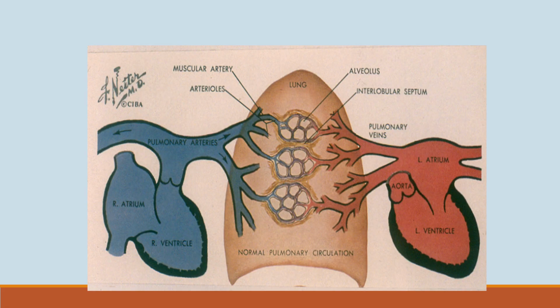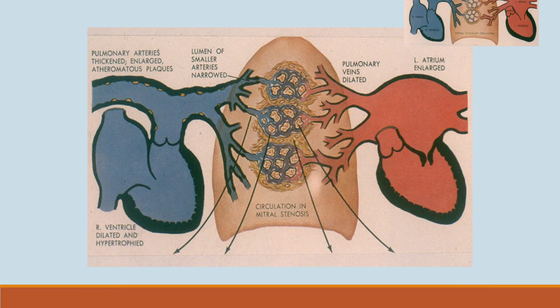Now, coming to further pathophysiology, this is a very nice diagram, at least I think so, which shows us the left ventricle, the left atrium, pulmonary veins, the lungs, pulmonary capillaries, the alveoli. So blood goes from the right atrium to the right ventricle, pulmonary arteries, and of course, where it gets oxygenated, and then moves to the left atrium and left ventricle. What happens in mitral stenosis?